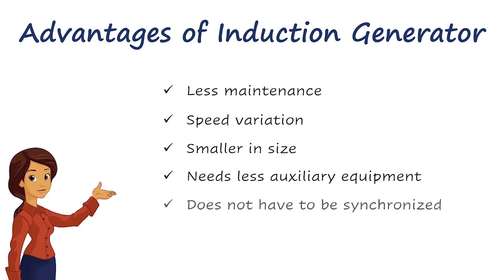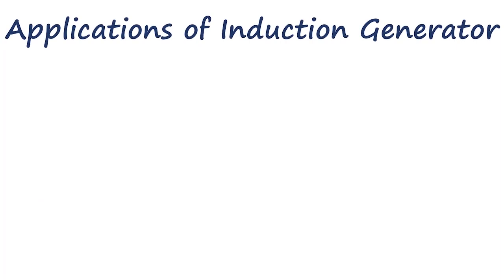It does not have to be synchronized to the supply line as the synchronous generator does. The induction generator has a self-protection feature. In the case of a short circuit, if a fault occurs on its terminals, the excitation fails and the machine stops generation by itself. Now let's look at where these induction generators are used.